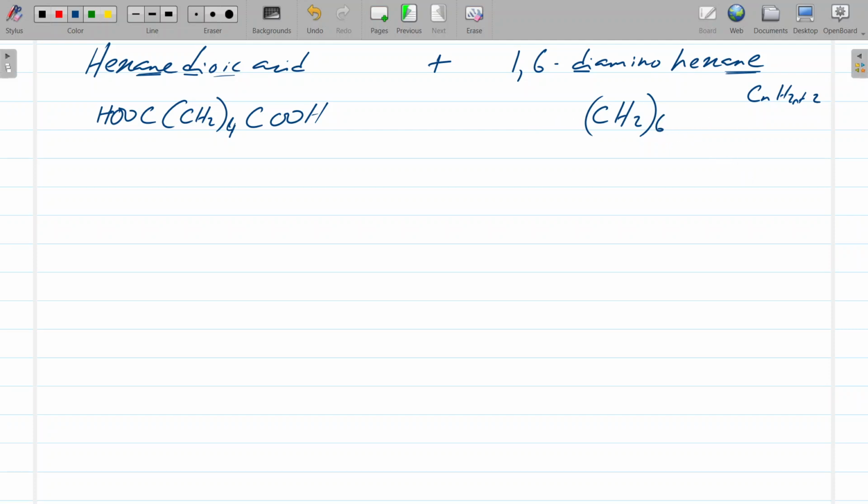And that's where the diamino comes in, right? So this is what the amino groups look like. NH2 here, NH2 here, right? The NH2 is the amino group, and 1,6 tells me the position. So one of them is at carbon number 1. The other one is at carbon number 6, where they're at extreme ends.